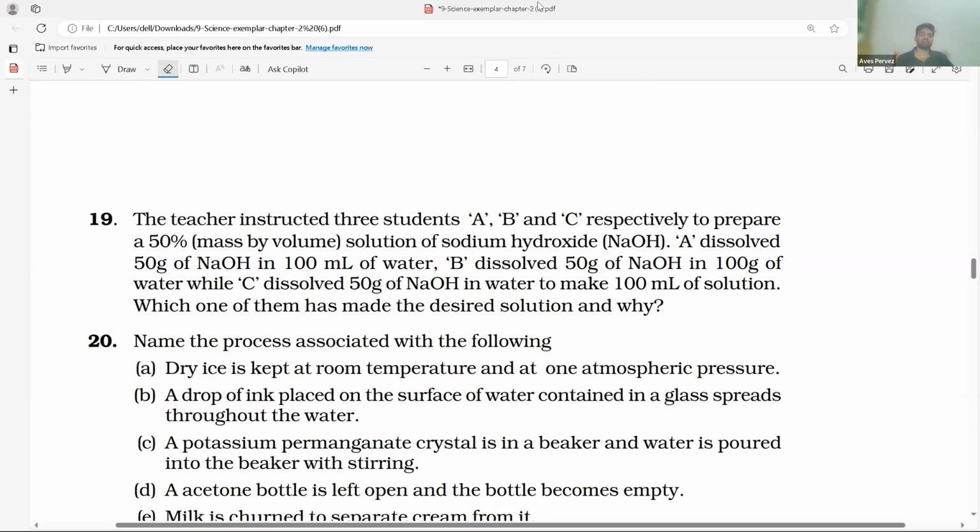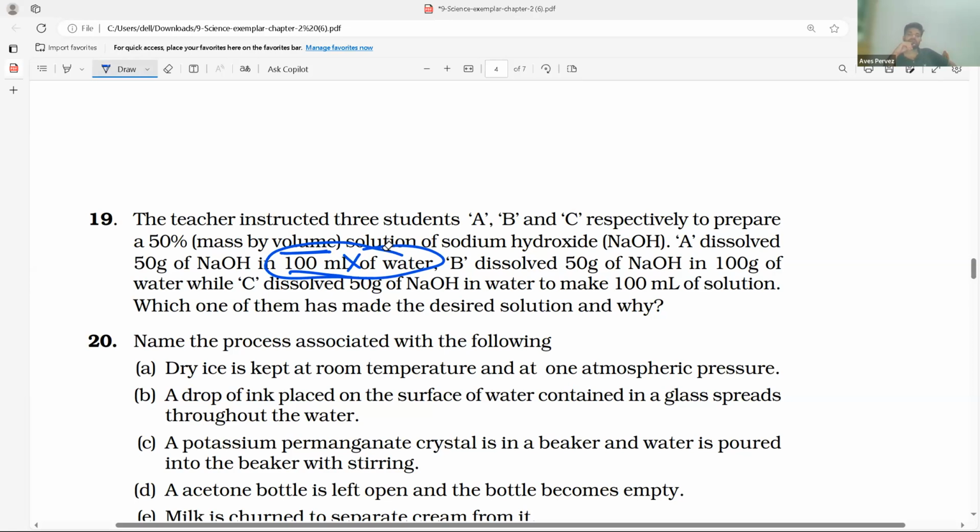Okay, now tell me why A is incorrect. Because he has taken 100 ml of water, so it does not make the desired solution. It should be 100 ml of solution because it is saying mass by volume. A dissolves 50 grams of sugar in 100 ml of water, not 100 ml of solution. So that's why it is incorrect.